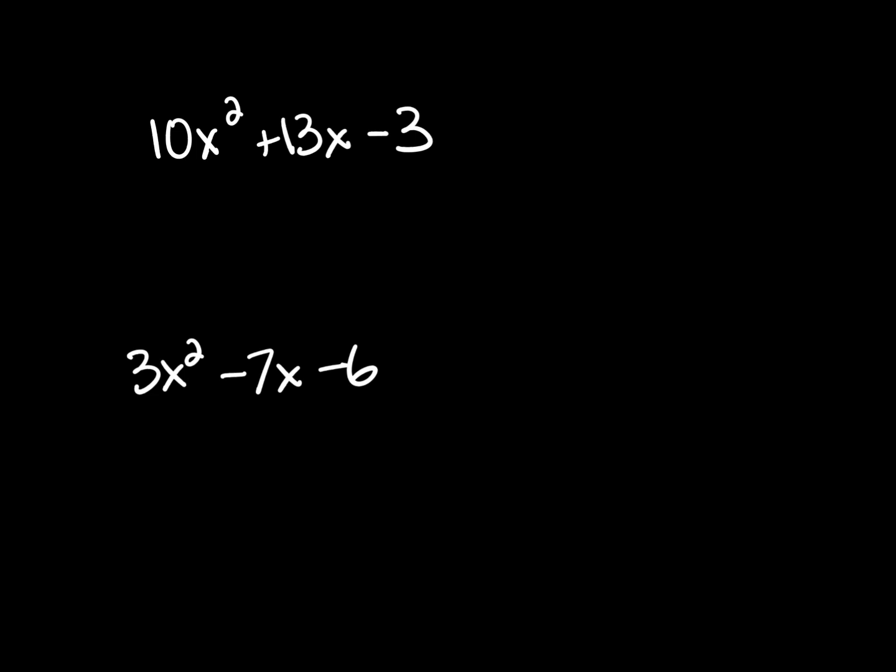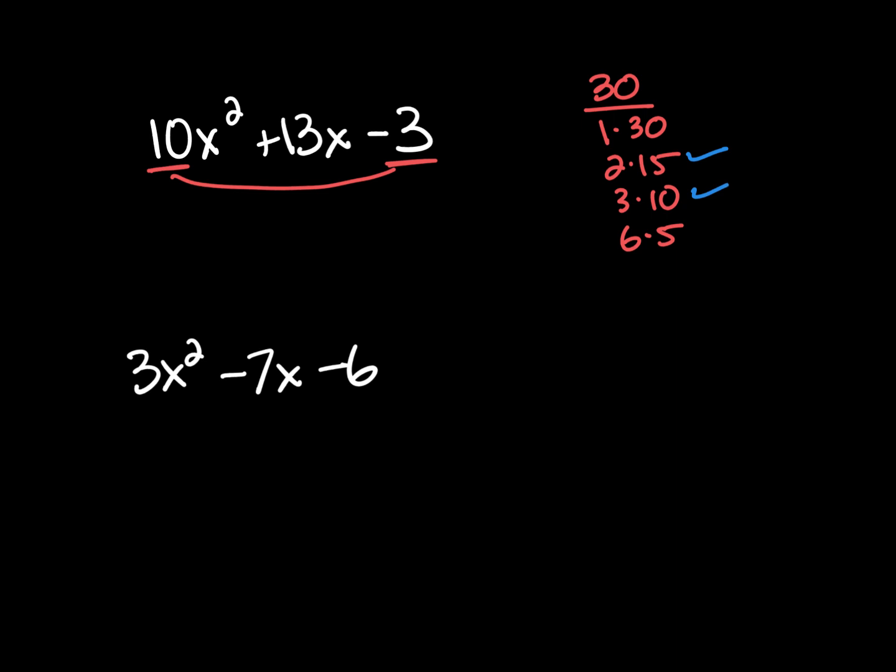Okay, this next one. Now we're going to focus on 10 and 3. So 10 times 3 gives me 30. I'm going to list all the factors of 30. And so just right off the bat, I noticed this one and this one both can give me 13, depending on whether or not I'm adding or subtracting, right? So I'm going to look at that third term because that's really where the hint is.